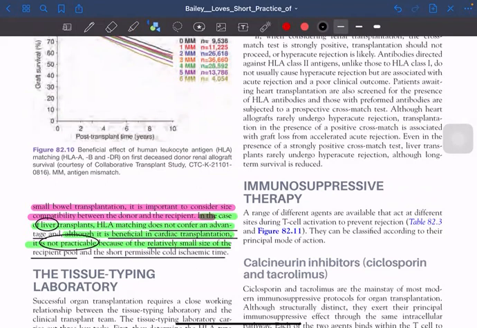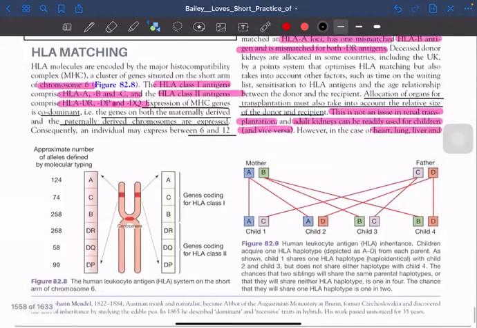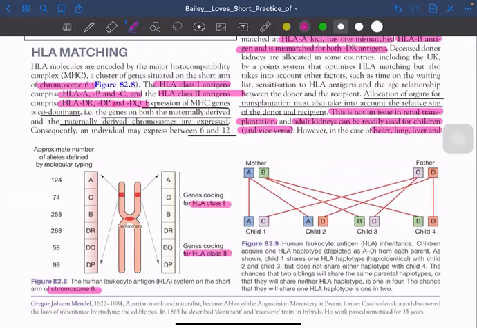If you look at these two figures, HLA is on chromosome number 6. The various strands show the HLA class 1 and HLA class 2 antigens. And this is the Mendelian inheritance of HLA.